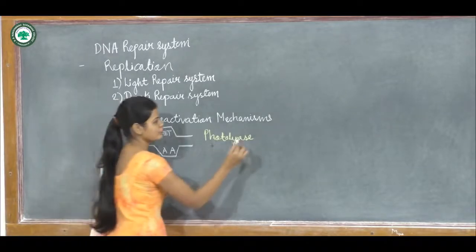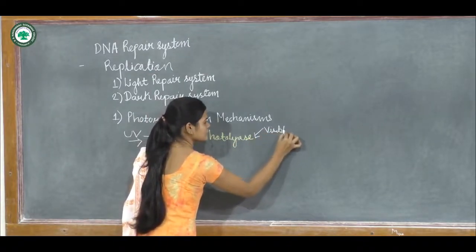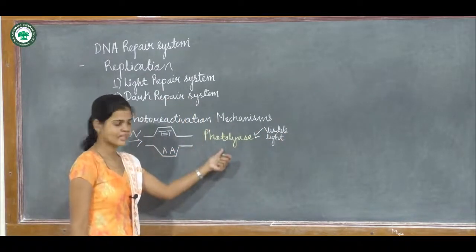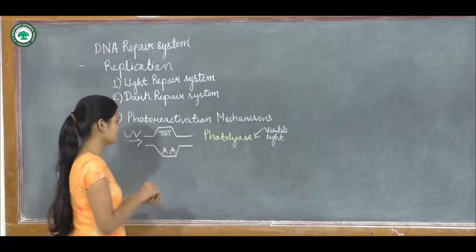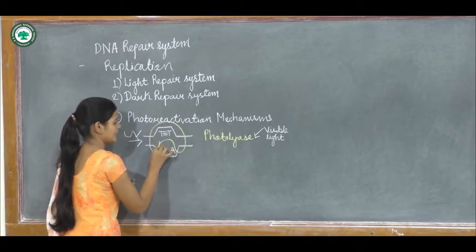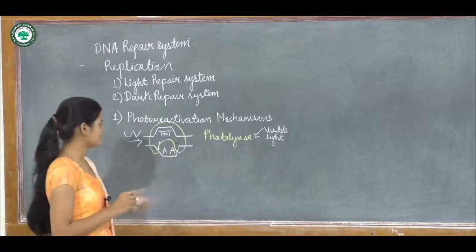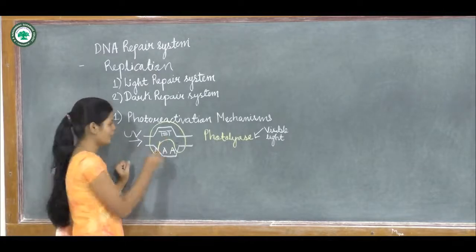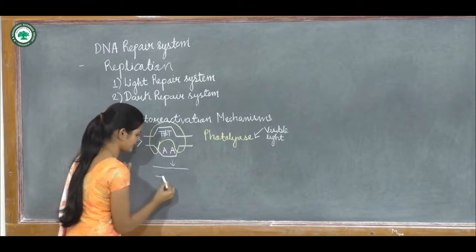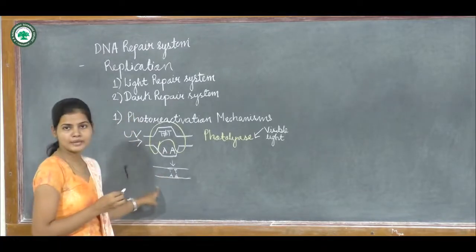After exposure to the visible light, that is, in presence of light, this photolyase will get activated and it will recognize the thymidine dimer. So it will come and bind here. This is the photolyase enzyme, and now it will break the thymidine dimer, or the covalent bond between the thymidine dimer. Now this DNA will again regain its shape. So now it has come back to its normal state.